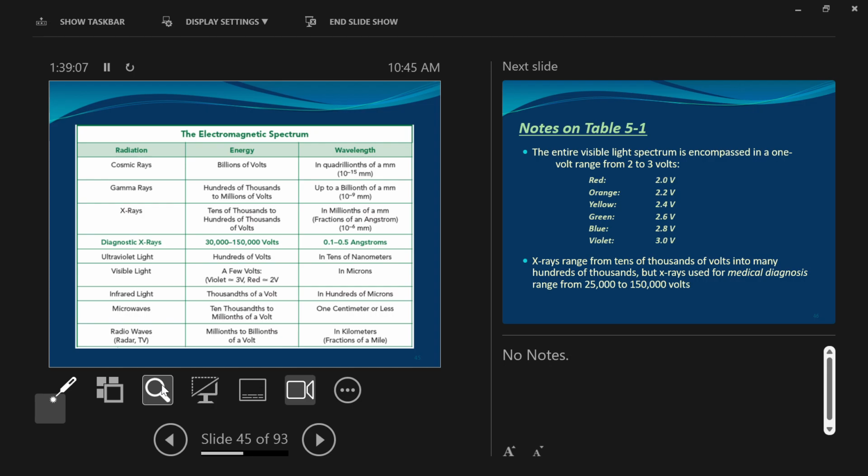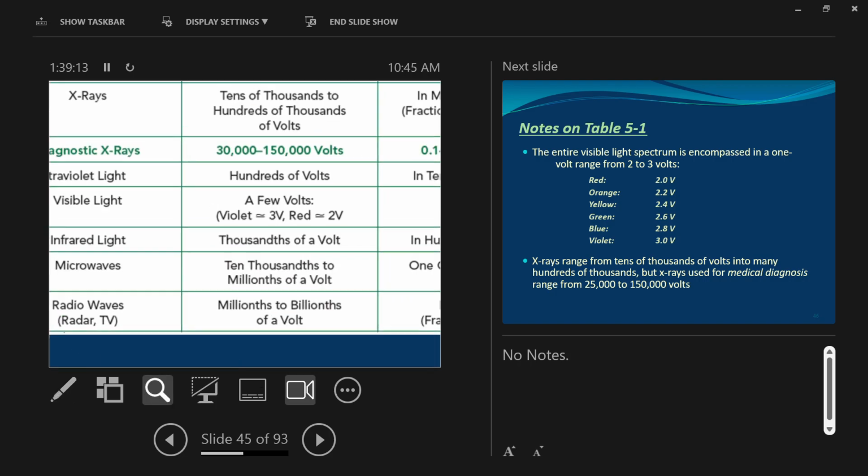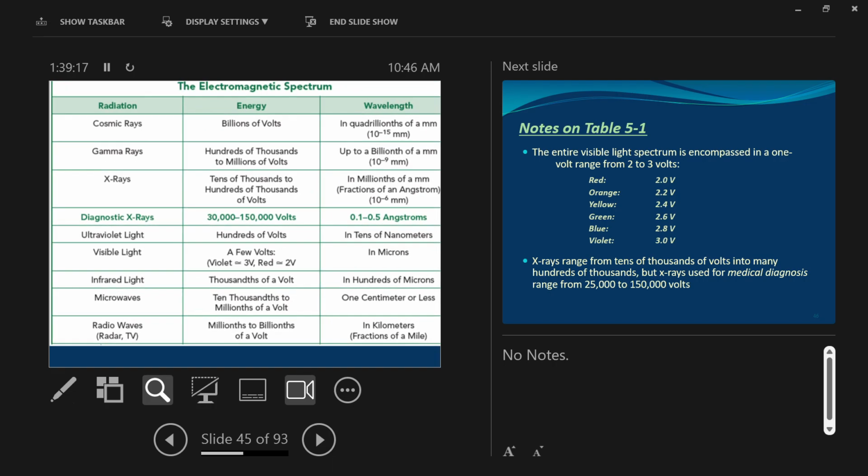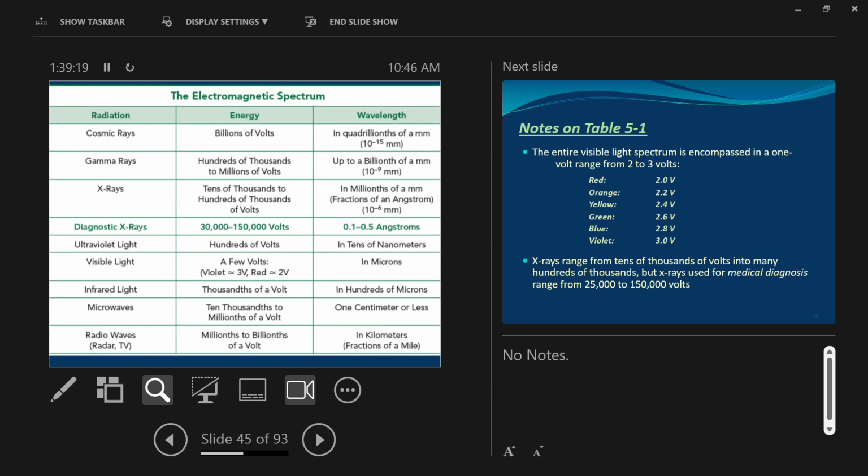Let me just give you some of the electromagnetic spectrum, and you can see kind of where they fall. Let's start at the bottom, the longest wavelength stuff. At the very bottom, we have radio waves. Radar and TV, those are radio waves. You can also include the internet, like the Wi-Fi and all that stuff. That's in the radio spectrum.